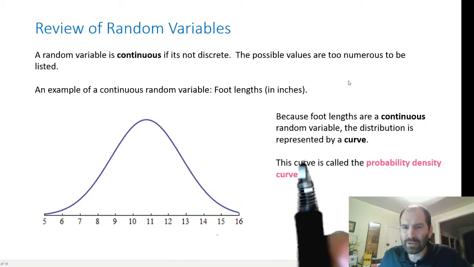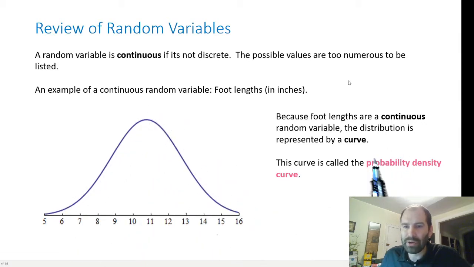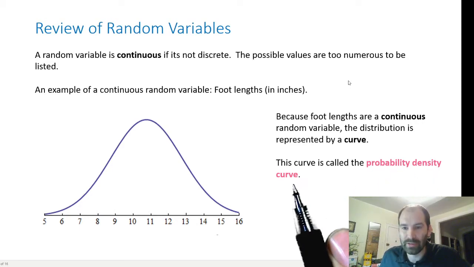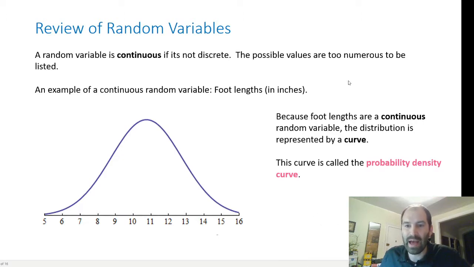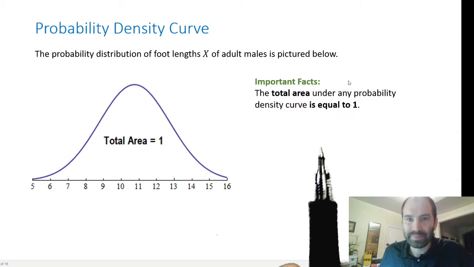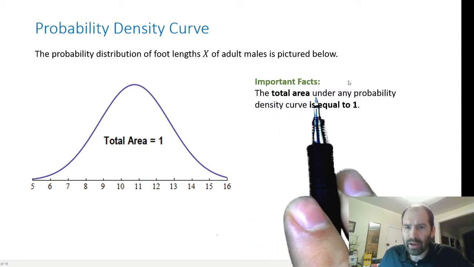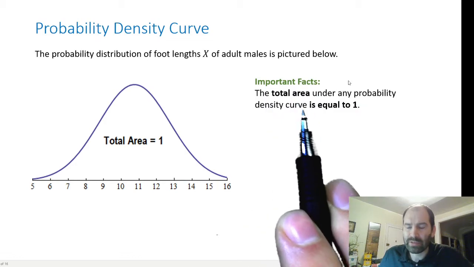And that means that the distribution is represented by a curve. This is called the probability density curve, or often it's called the probability distribution function, and sometimes it's abbreviated PDF. Right? That's what we're getting here. Now, there are some important things to note about this. The total area under any probability density curve is equal to 1.